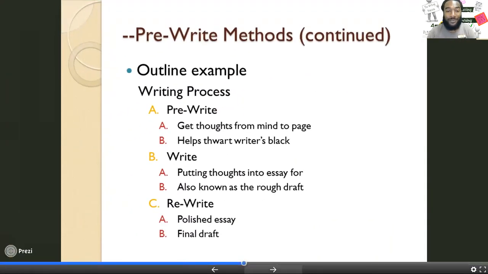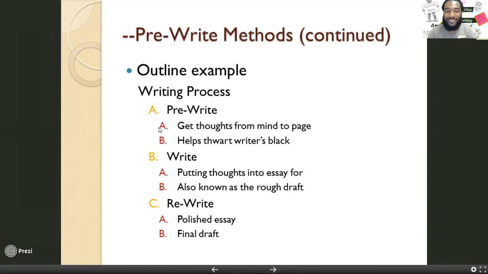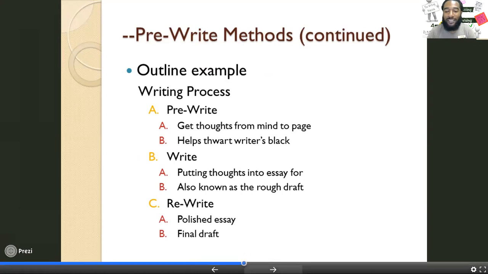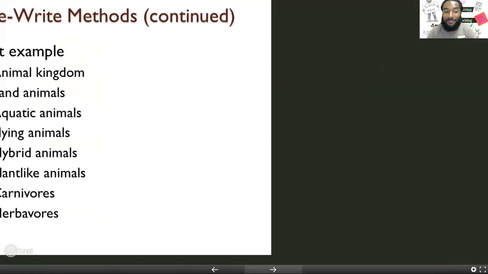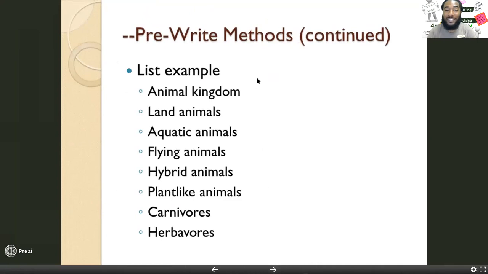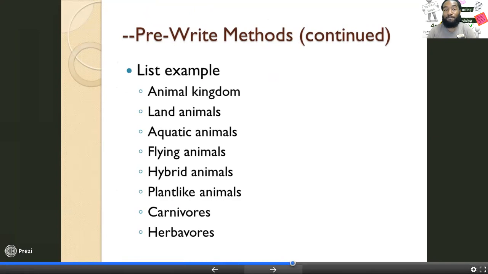So here are some examples. Here's an outline example. This one's using letters. If you do an outline, you can do it however you want to do it. Here's a list. This person seems to be writing about animals. Animal kingdom, land animals, aquatic animals, all those types of animals. Just list them.